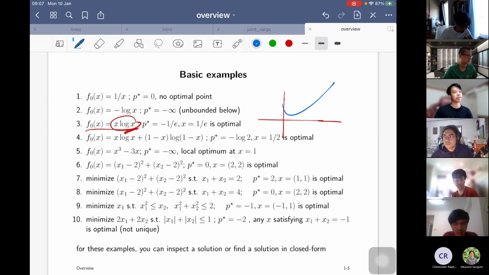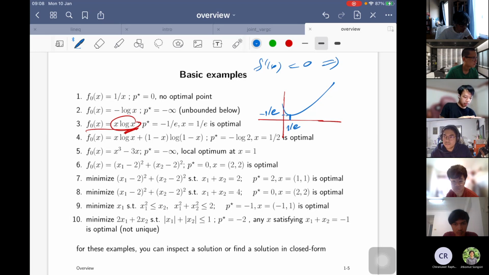Yes, you can use basic calculus. If you take the derivative, set it to 0, and solve, you're going to see that this point is 1 over e, and p star is negative 1 over e. Please check as a simple exercise. So we say 1 over e here is optimal, because if you plug it in f of 1 over e, you get p star, negative 1 over e.